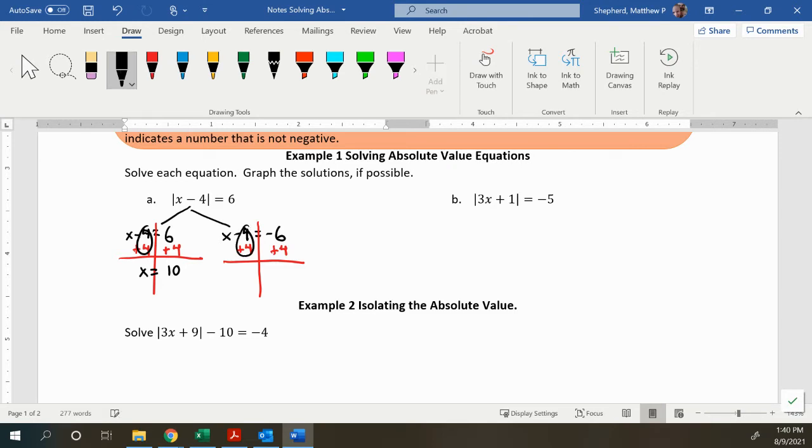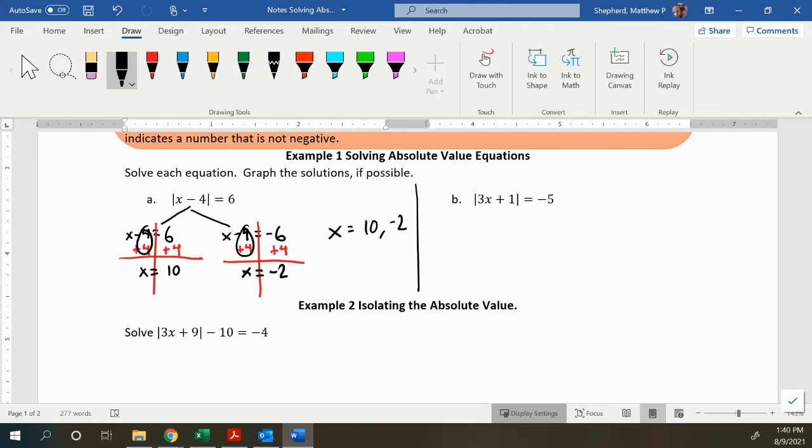Negative 4 plus 4 is still 0. x minus 0 is just x. And then negative 6 plus 4 will be a negative 2. And there's our two answers. x can be 10 and a negative 2. Those are the two solutions.